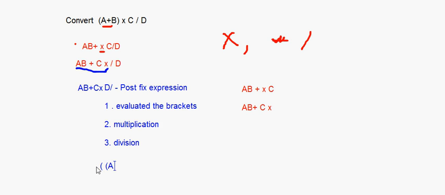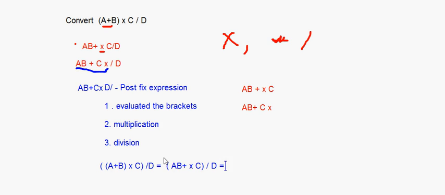Here you put a bracket A plus B into C, right? This whole expression will be evaluated first. So this bracket will be there, the first bracket. Then the inner bracket will be evaluated like this, AB plus, then into C is there, right? Okay, and then divided by D.